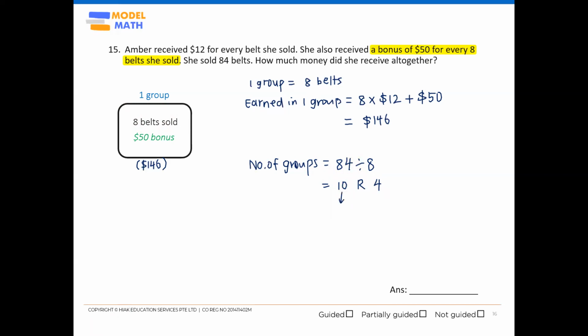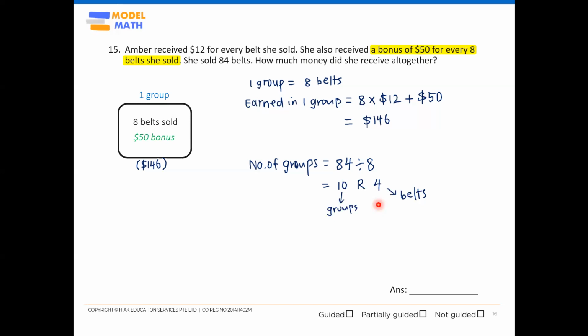Now let's list out. So this is groups. And what do I understand from the 4? What is 4 about? If 84 is your belt, your remainder always follows the unit from the first number. If 84 is the belt, your remainder 4 will also be the remainder belt, not dollars, not anything else. Because 10 groups got 80 belts, so 84 belts minus 80 belts, this has to be belts also, remainder 4 belts.